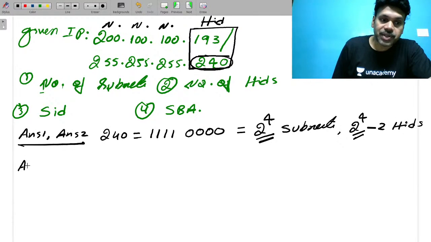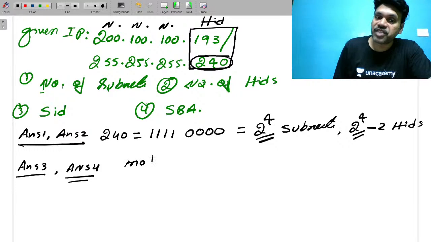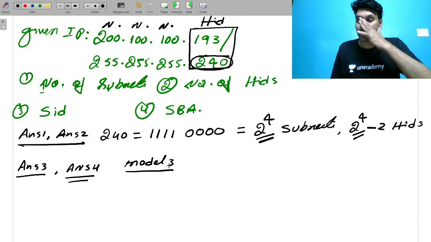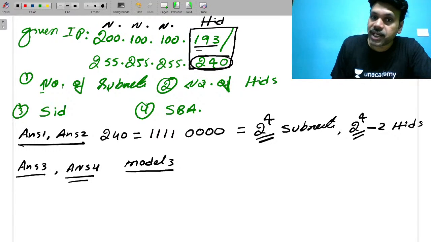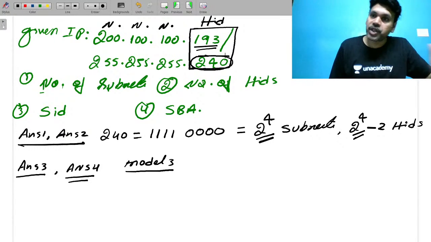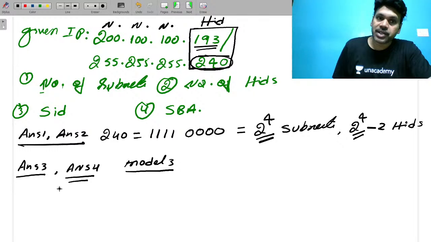What is your answer 3 and answer 4? You want answer 3 and answer 4. I am doing model 3 first. After that I will do model 2. Okay? So write your HID part into binary. The remaining we don't touch. That means we don't touch the first part. They are all NIDs only.